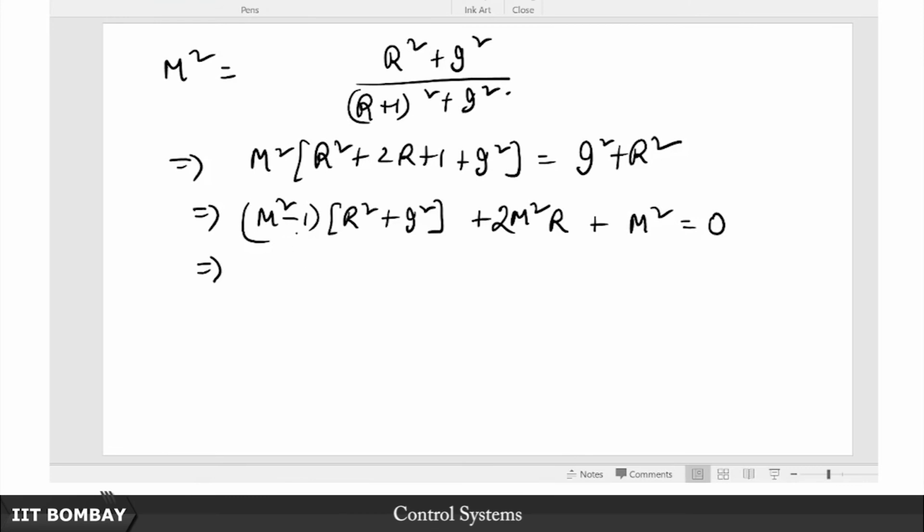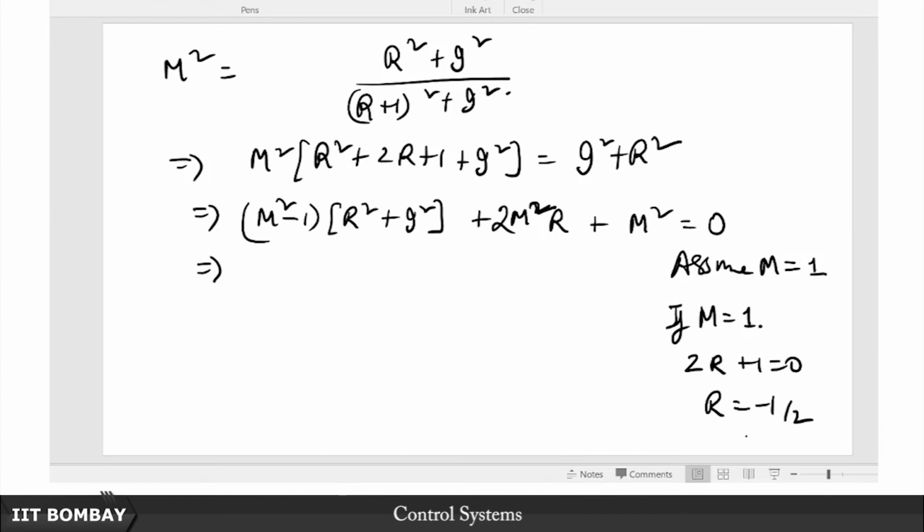So let us divide throughout, assuming m is not equal to 1. What if m is equal to 1? Well, if m is equal to 1, then we see that the r squared and I squared terms cancel, and what we are left with is 2r plus 1 is equal to 0, or r is equal to minus half. So basically the real part of the open loop transfer function is going to be minus half.